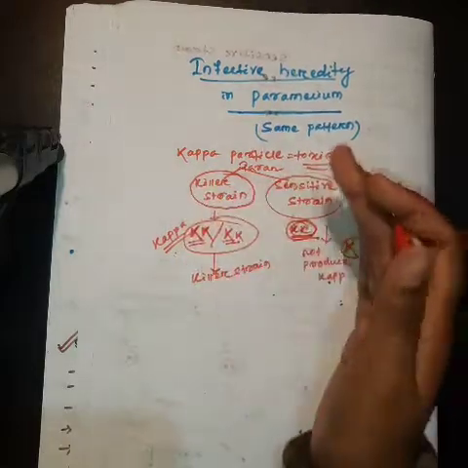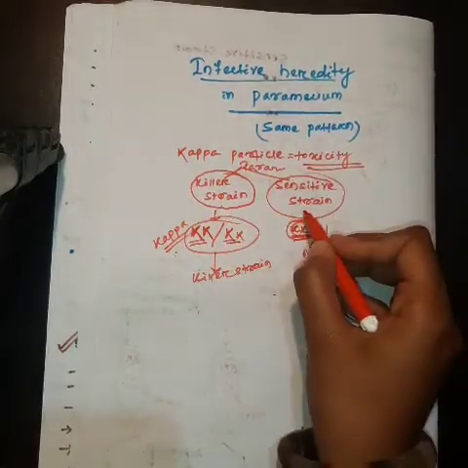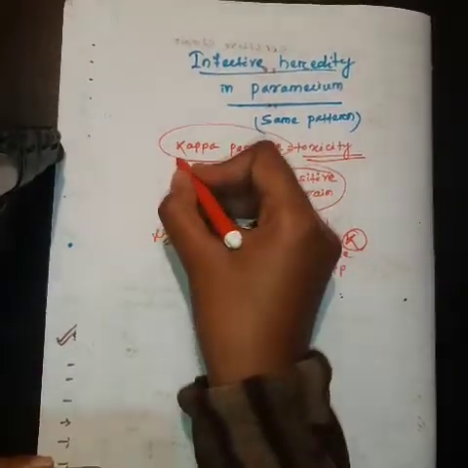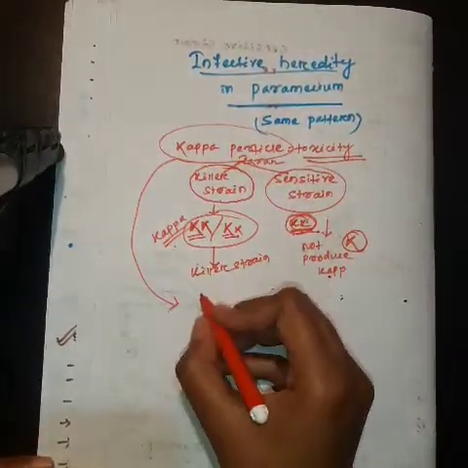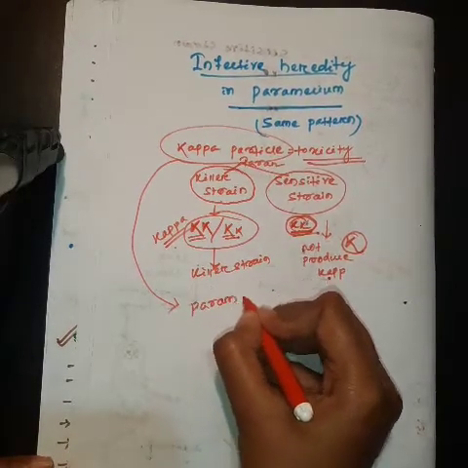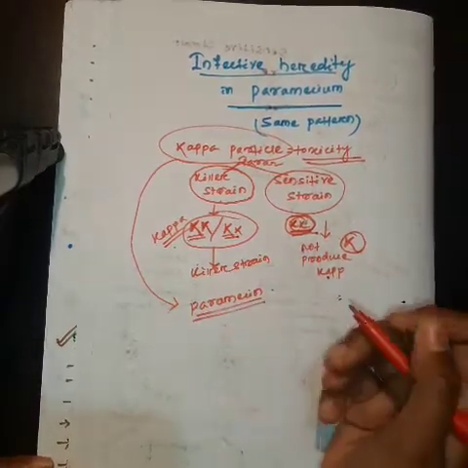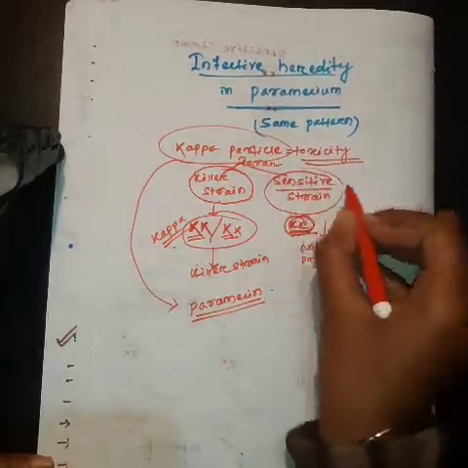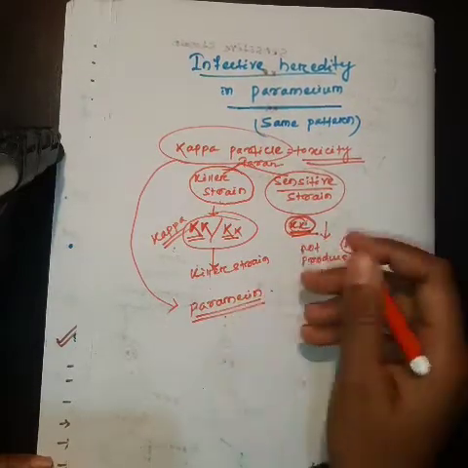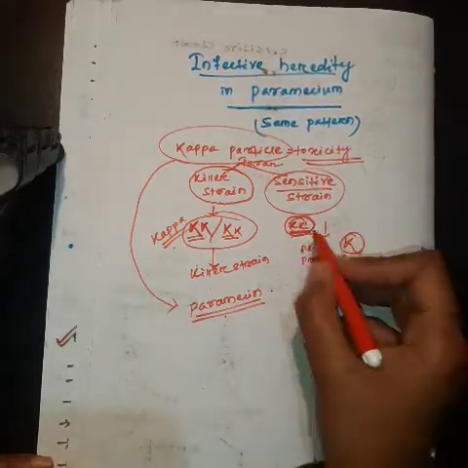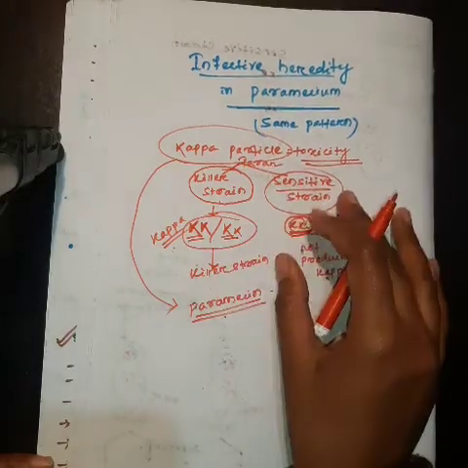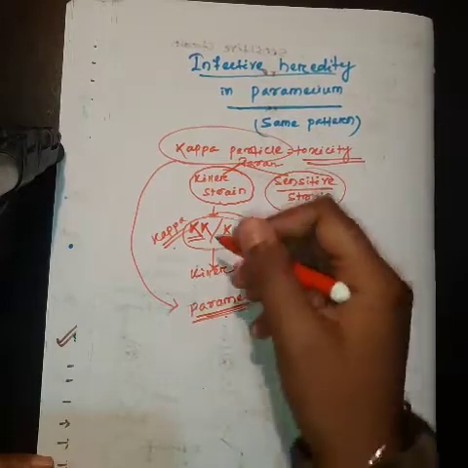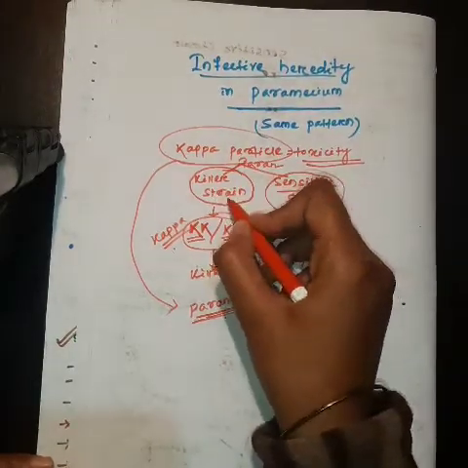Either of these two, killer strain or sensitive strain. Why is this kappa particle toxic? It produces a toxin that is called paramecin, which affects the sensitive strain. If this paramecin is provided to a Paramecium having small k, it is sensitive to it. But if this paramecin is present in the killer strain, then it will not affect it.